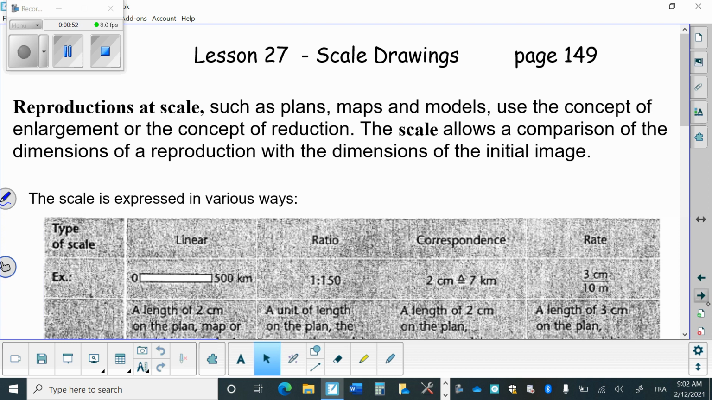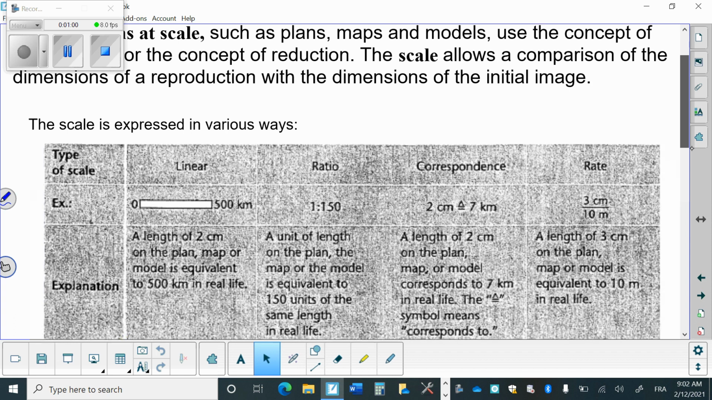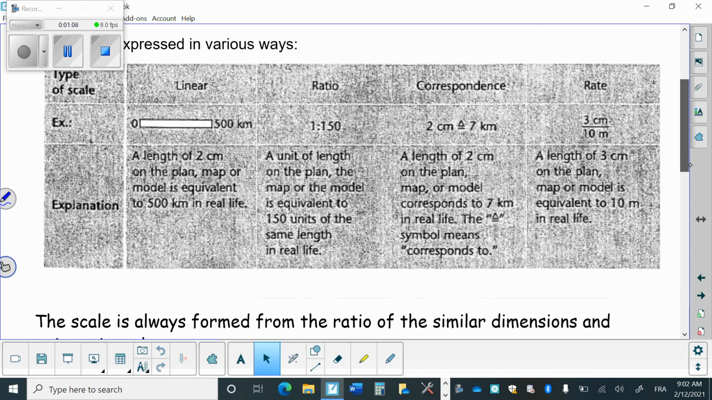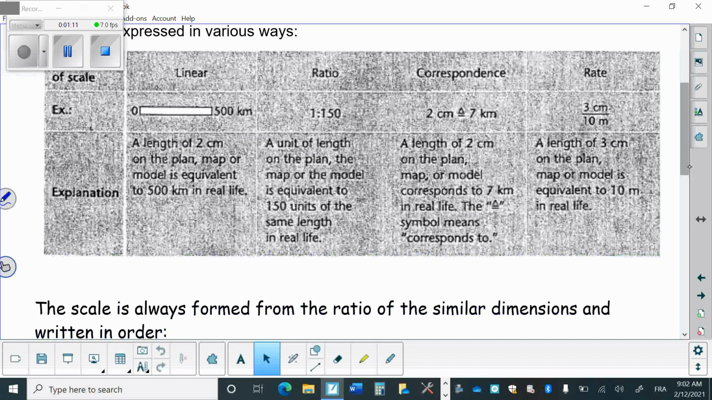Use the concept of enlargement or the concept of reduction. The scale allows for a comparison of dimensions, reproduction and dimensions of the initial image. That just means, hey, real world, put it on paper, like a map or a model. So these are all different kinds of ways that you might see it. You might see it as a ratio. The corresponding 2 centimeters is really actually equal to 7 kilometers in the real world. That's exactly how our GPSs scale everything down perfectly.